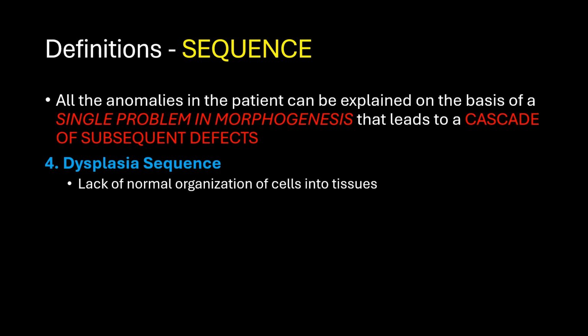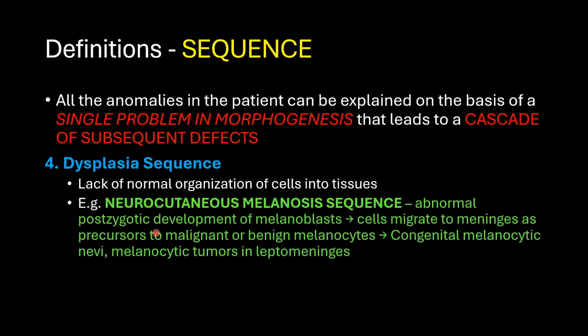So what is the fourth category? The fourth category of sequence is dysplasia sequence. The word dysplasia itself refers to lack of normal organization of cells into tissues. Normally cells are organized into tissues, but if the cells are organized into tissues in an abnormal way, that leads to dysplasia sequence. What is the classical example of that? The classical example is neurocutaneous melanosis sequence. So in neurocutaneous melanosis sequence, what happens?